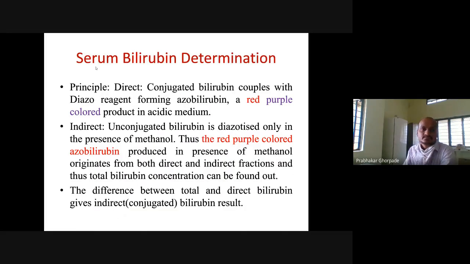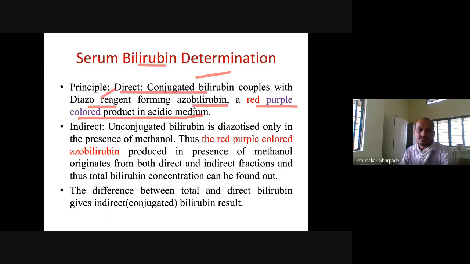Next, we have bilirubin determination. Sometimes we want to determine the bilirubin. Direct, conjugated bilirubin couples with diazo reagent to form azobilirubin, which is a red-purple color in acidic medium. So bilirubin combines with this diazo reagent, and we get azobilirubin, a red-purple color in the acidic medium.